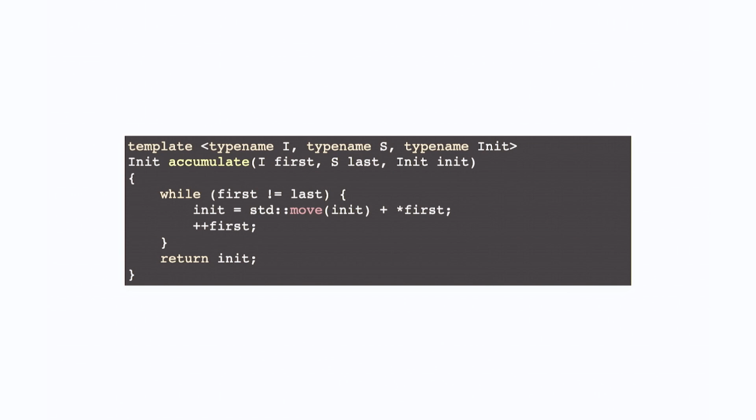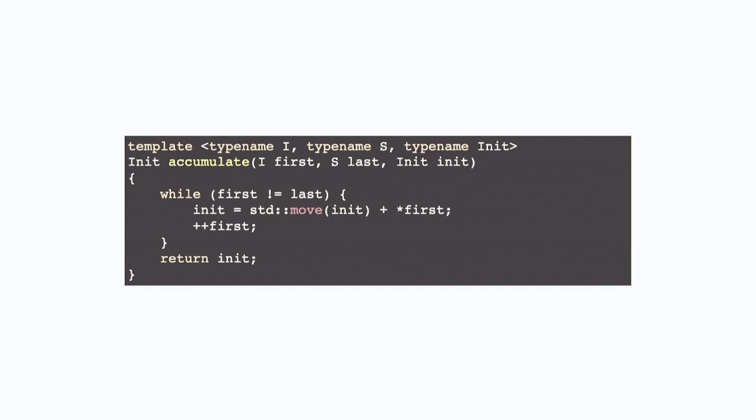So actually, I said this was an implementation of standard accumulate. That's true, but it's actually only an implementation of half of standard accumulate. Because you might know, there are in fact 2 overloads of accumulate in C++17. One of them uses plus, as we've just seen, and the other one allows you to pass a custom binary operation, right?